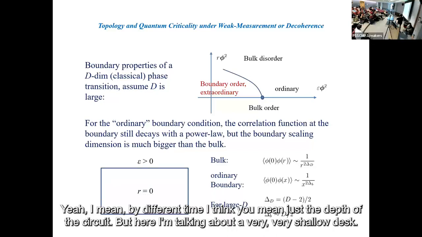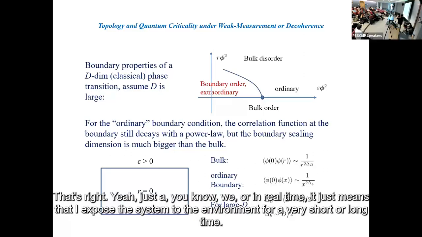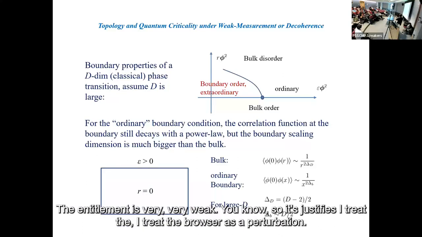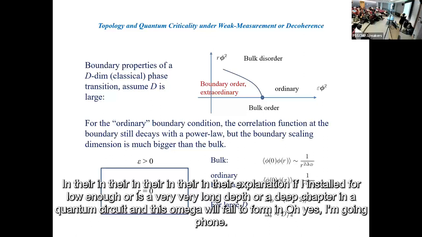By different time, I think you mean just the depth of the circuit. Yeah, real time. But here I'm talking about a very, very shallow depth. In real time, it just means that I expose the system to the environment for a very short amount of time. The entanglement is very, very weak, so it justifies treating the coupling to the environment as a perturbation. If I expose for long enough, or it's a very deep quantum circuit, then this formula will fail.